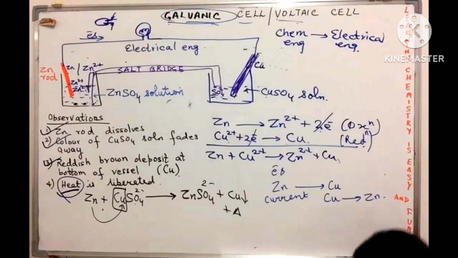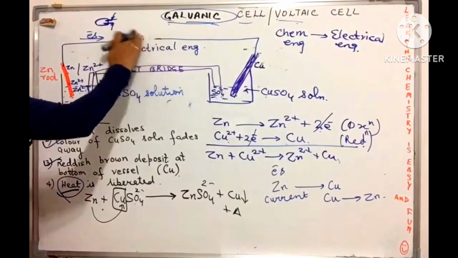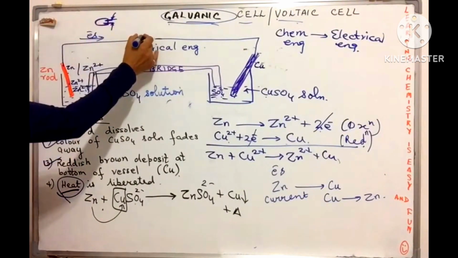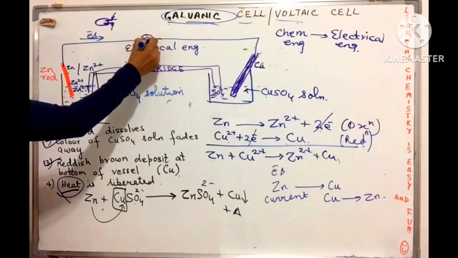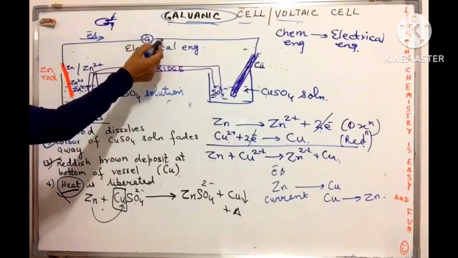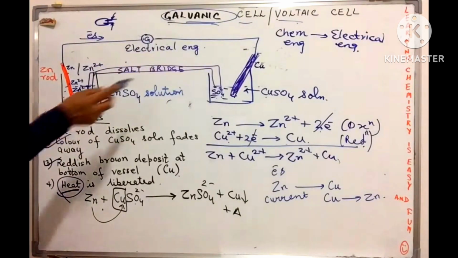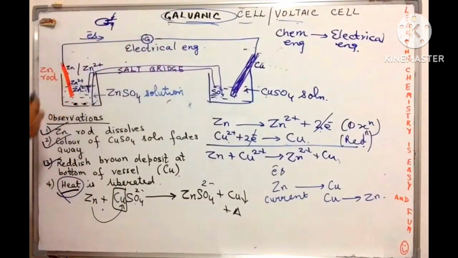So if I connect a galvanometer over here instead of a small light bulb, now this bulb is not your 100-watt bulb, it's a small bulb. If I connect a galvanometer over here, the galvanometer will show a deflection towards the zinc rod, showing that the current is flowing from copper to zinc, but the electrons are flowing from, perfect, zinc to copper, right?